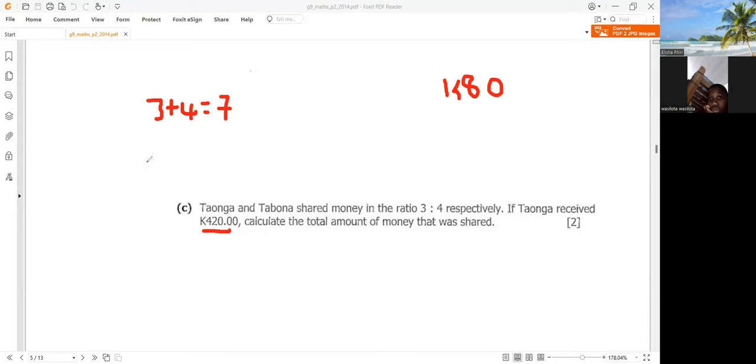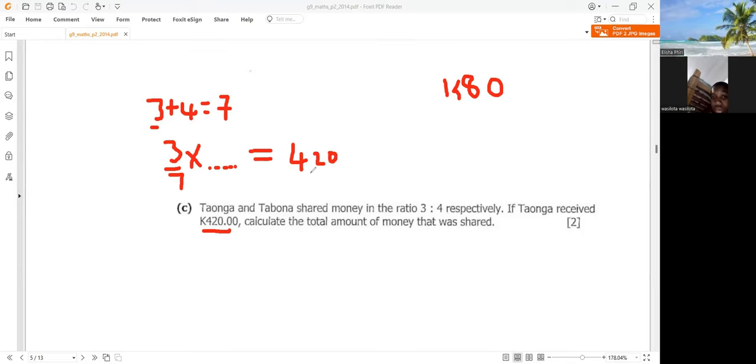So now for you to determine the share of Taonga, you pick a higher ratio, and then at the bottom you write the total of the two ratios. Then if you want to determine how much she walked away with, you will need to multiply these ratios by the total amount of money which was there. So now the total amount of money will be here. And after you multiply by that, we should have the answer 420. That's the equation which ought to be there.